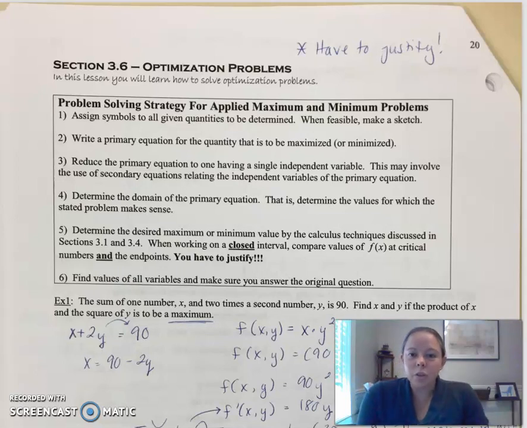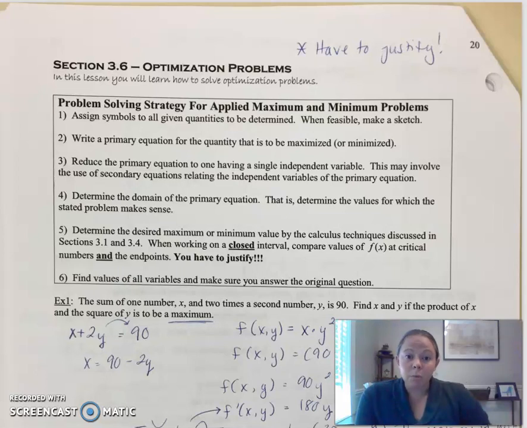Hello, this is section 3.6 for Calc AB, and today we're talking about optimization problems. We've done another type of word problem called related rates, and one of the biggest differences between these two types is that with related rates, you needed to make sure that you answered generally in a complete sentence with units.